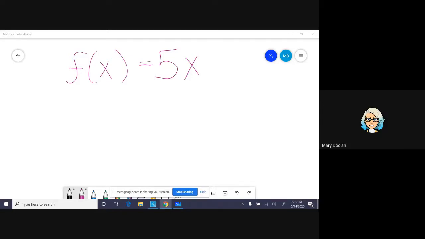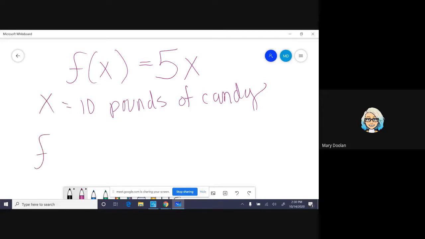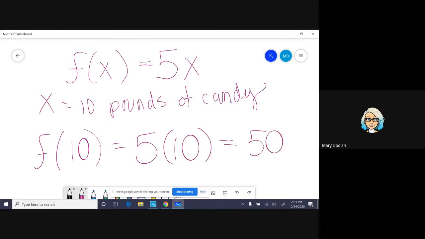Yes, you can. Okay. Now, in the situation, we have 10 pounds of candy. And this is what our x is right now. So this is the x. Then I'm going to do f of, instead of x, I'm going to put 10. F of 10 equals 5 times, instead of x, this value goes right here. So I put a 10. And then that's where the 50 comes from.